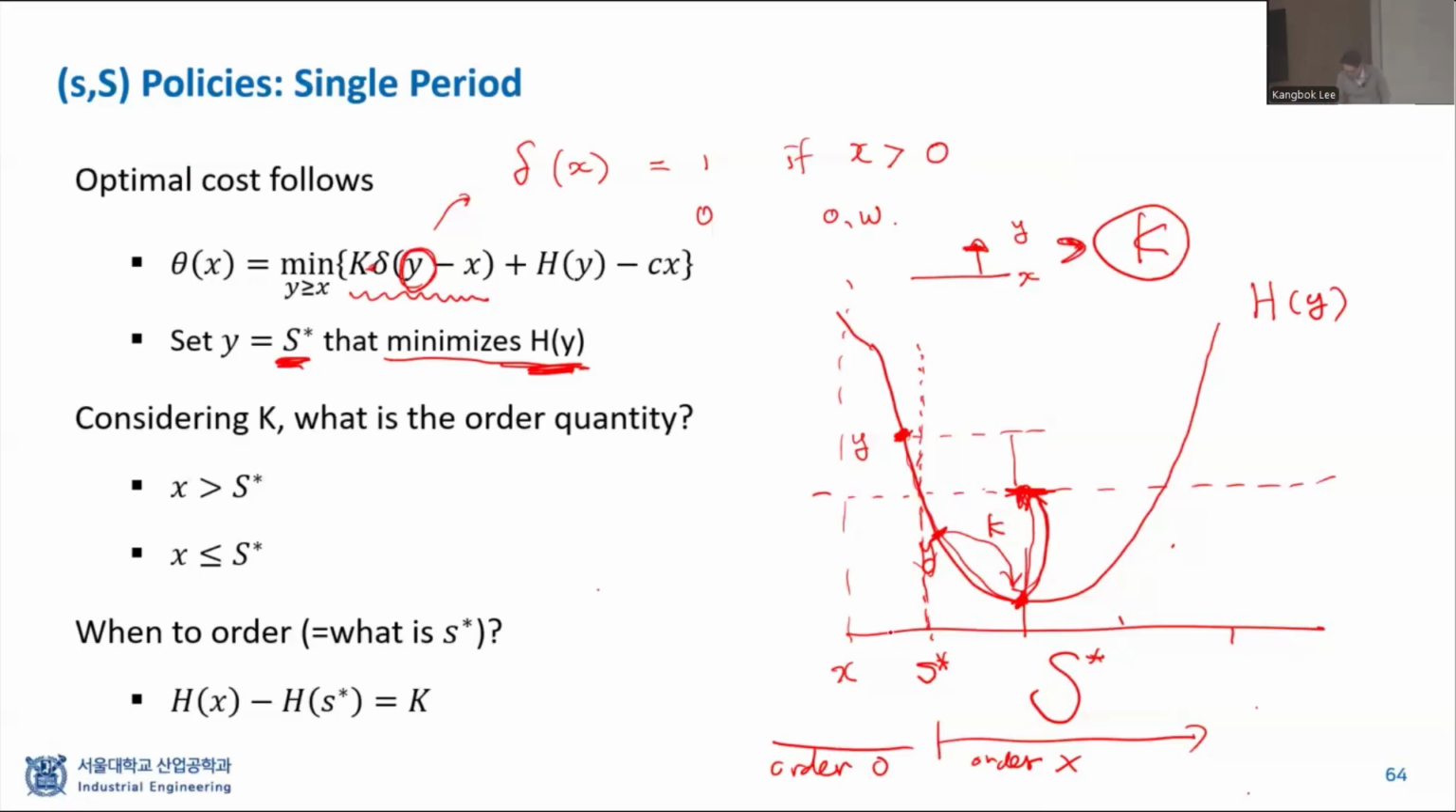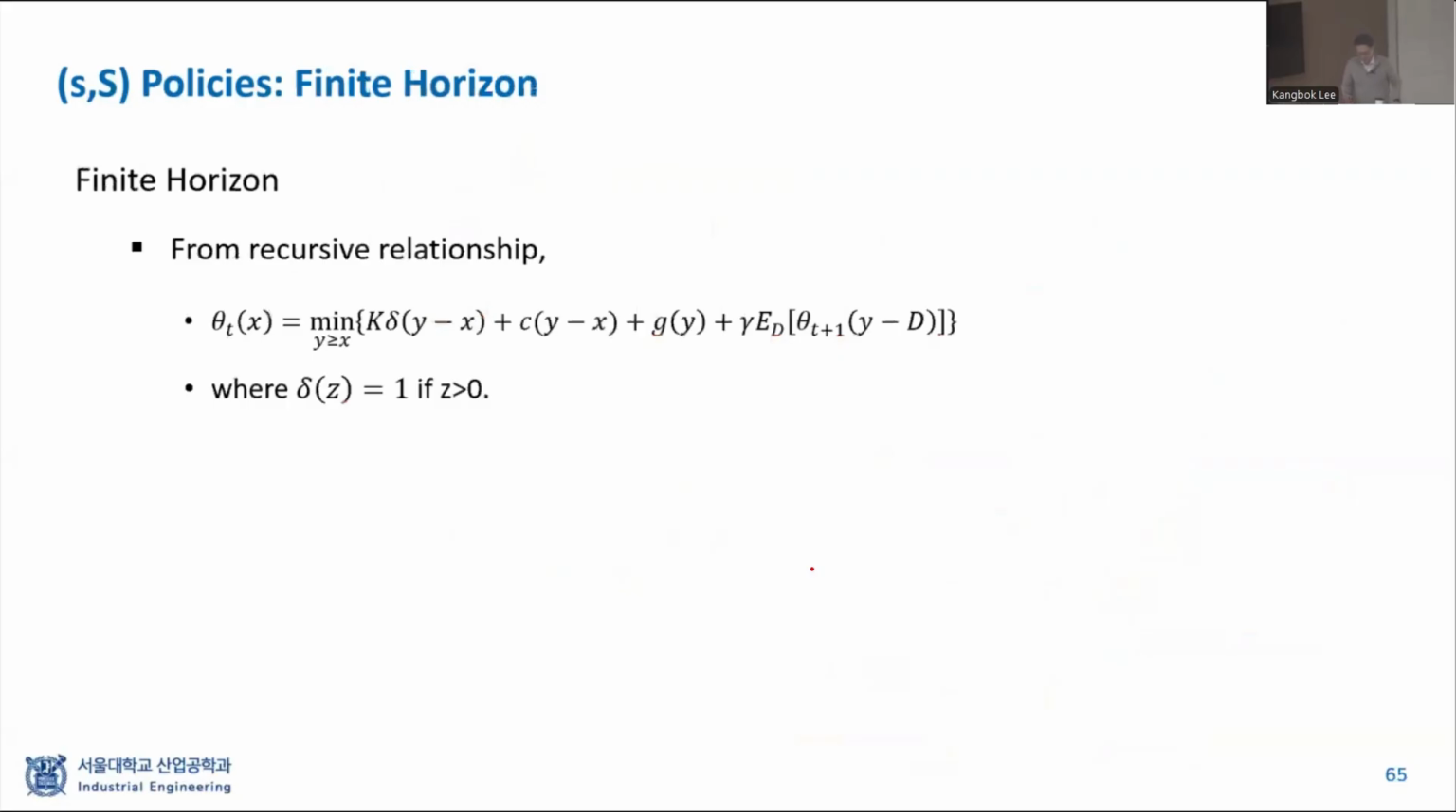So what is the definition of my small s star? Small s star satisfies H of small s star equals H of large S star plus K. So this is the equation that we are satisfying with small s star. We want to know whether this kind of relationship continues. So let me draw a figure and show you why this is quite complex.